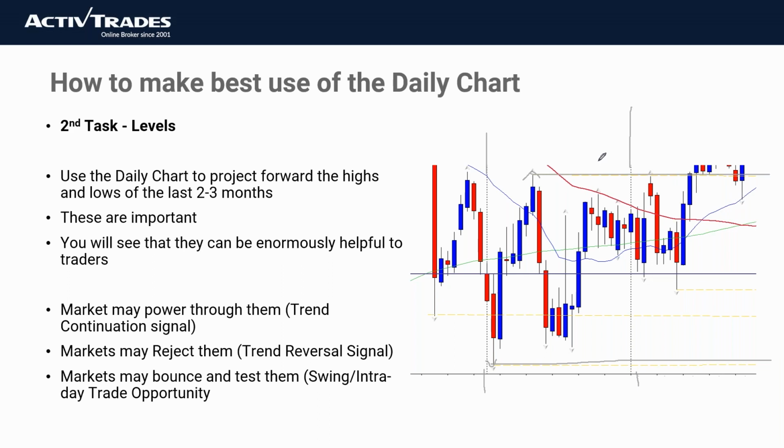When you project it forward a couple of months, it becomes interesting in terms of how price reacts when it's there. You start to see price reacting at these particular areas, and that can be very useful to help us with our analysis and our trade identification. Sometimes markets will power through them. That's telling you that the trend is strong and we've got a trend continuation signal. Or markets may reject them, in which case you've got a trend reversal signal coming to us.